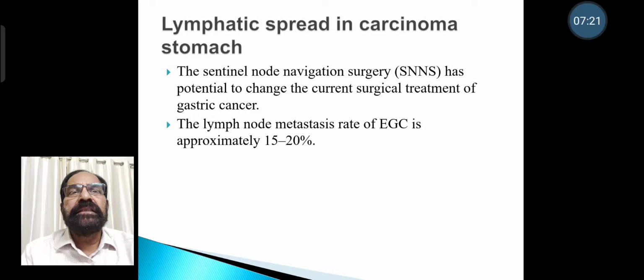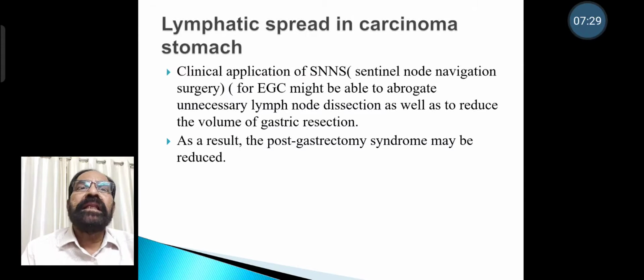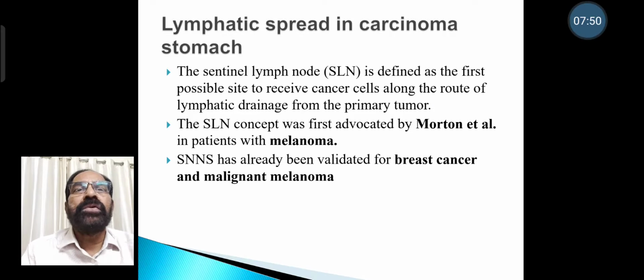The lymph node metastasis rate at early gastric cancer is approximately 15 to 20%. The clinical application of sentinel node navigation surgery for early gastric cancer might be able to abrogate unnecessary lymph node dissection as well as reduce the volume of gastric resection. As a result, post-gastrectomy syndrome may be reduced. Sentinel node is defined as the first possible site to receive the cancer cells along the route of lymphatic drainage from the primary tumor.